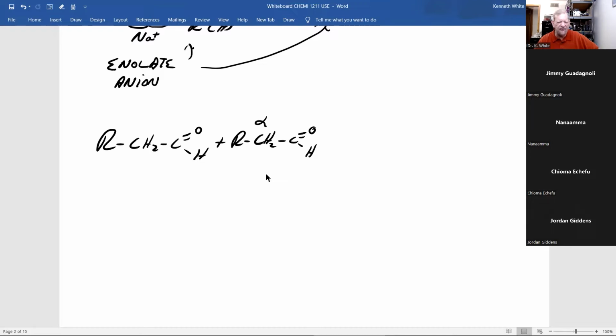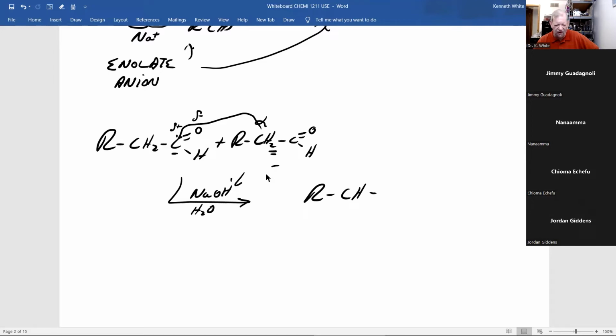Now, here's my alpha carbon. When I react this with base, I'll pull a hydrogen off there to form the enolate anion. Now, the enolate anion is looking for something positive to react with. And what's positive is the carbonyl. Remember, this is slightly positive, slightly negative. And this attacks that. Yes, we use that term. So I have this first molecule. I pulled off a hydrogen. That's what this base does.